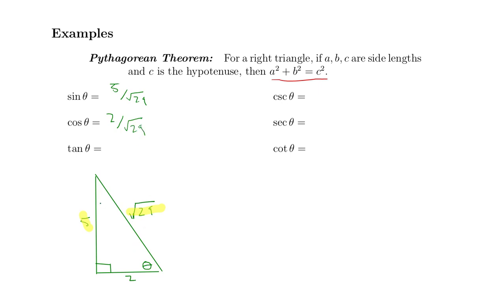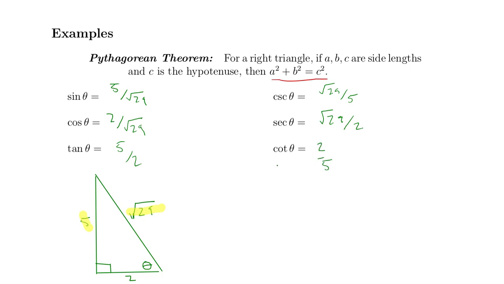And then tangent is the opposite side, 5, over the adjacent side, 2. And then we might remember that the cosecant is just kind of the flipped version of sine. So this is going to be the hypotenuse over the opposite. So this is going to be root 29 over 5. Secant is the flipped version of cosine, so that's root 29 over 2. And cotangent is the flipped version of tangent.